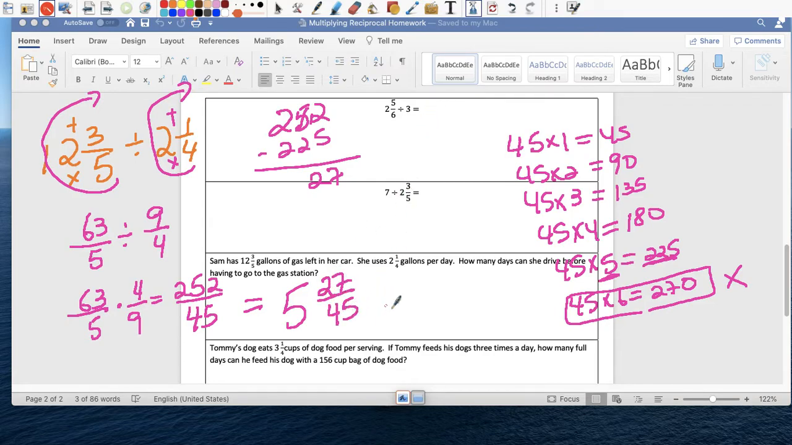So in terms of the problem, what does it say? How many days can she drive before having to go to the gas station? She can drive 5 full days for sure. And the next day, can she drive the whole day? No, she can drive maybe halfway. Maybe she goes to work. She can't come back because she's going to run out of gas, right? A little bit more than half.